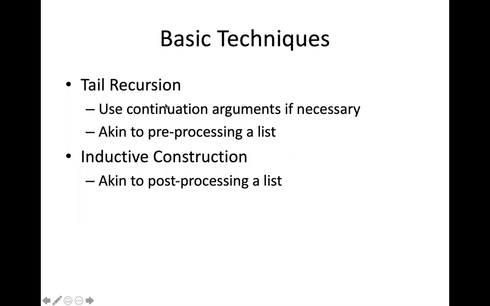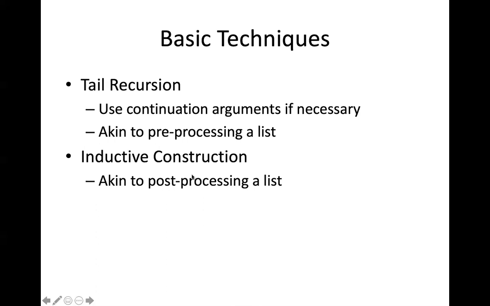So using tail recursion by essentially always processing the first element in the list and then using continuation arguments to keep partial results so that by the time you get to the base case, which is the end of the list, you have your result and you simply pass it back. So I say that's akin to pre-processing the list because you start by doing some processing on the first element of the list, and then you pass a continuation argument and the remainder of the list to the recursive function.